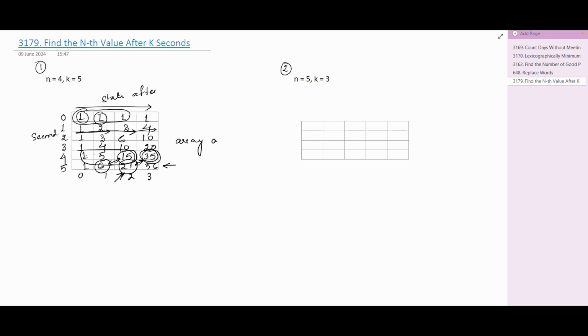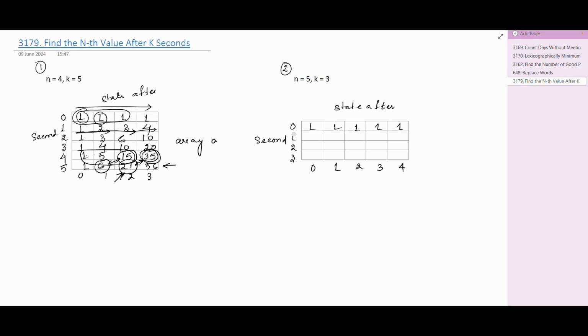Similarly, I will consider the second example. I'll mark the indexes as 0, 1, 2, 3, 4. As n equals 5, the index goes from 0 to n minus 1, and there are 3 seconds. So I'll start with second 0, then second 1, then second 2, then second 3. Initially all the values will be 1.